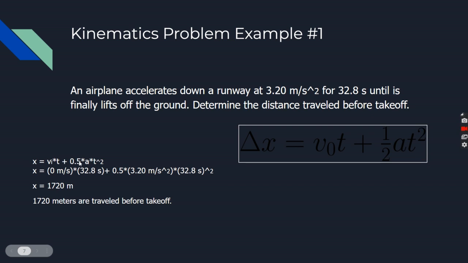So in this one, you just have the kinematics equation, and then you can plug in the numbers. You can assume that the initial velocity is 0 since it doesn't say an initial velocity. You multiply that times the time. 0 times anything equals 0, so you don't bother with this. And then 0.5 times acceleration times time squared. It's 0.5 times 3.2 meters per second squared times 32.8 seconds squared, because those are just the numbers plugged in for acceleration and time. And then in total, you get the position equals 1720 meters, which answers the question. 1720 meters are traveled before takeoff.